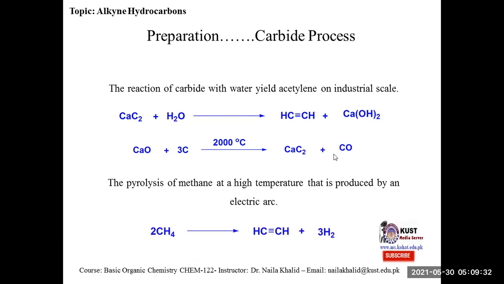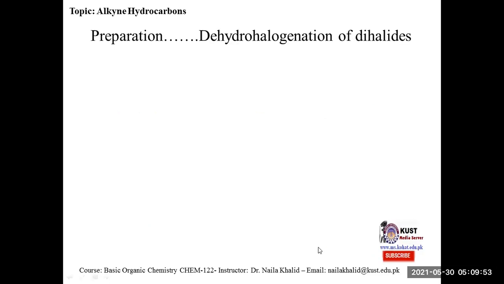Methane is a natural gas; 80% of the natural gas is composed of methane. When the pyrolysis of methane is carried out at high temperature, it is converted into acetylene and hydrogen is the byproduct. The second very important process which is used to prepare alkyne hydrocarbon is known as dehydrohalogenation of dihalides.